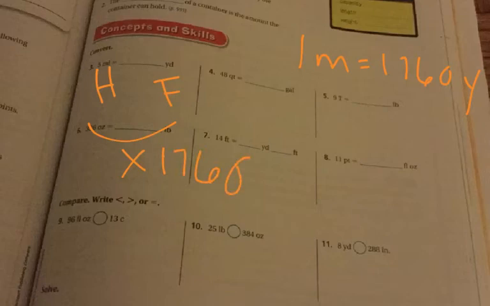So I'm doing 5 times 1,760, but I'm just going to ignore that 0, and I'm going to do 5 times 176. 5 times 6 is 30. 5 times 7 is 35, 36, 37, 38. Carry the 3. 5 times 1 is 5, plus 3 is 8, and I'm going to add a 0 at the end. So your answer is 8,880.